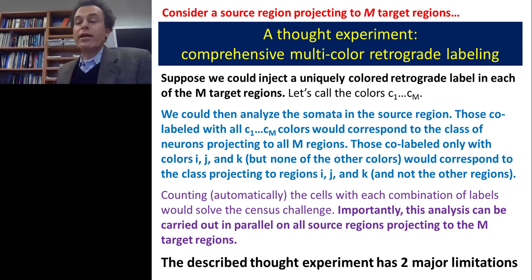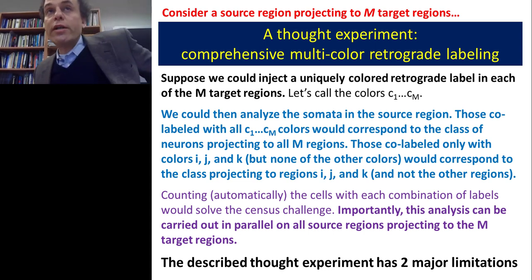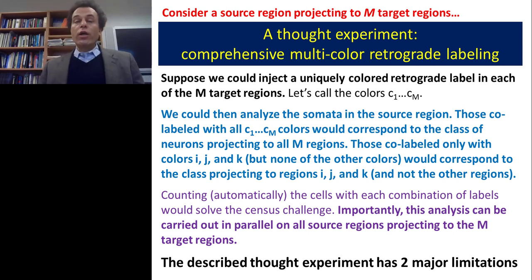However, this thought experiment has two major limitations. One is that in practice, we can only do multiple retrograde projections to a limited number of regions. And the second is that when we inject a label retrogradely, we only hit part of the target region. In other words, we can only label a fraction of the existing fibers and not 100% of the fibers. So we're bound to miss some of the cells in the source.